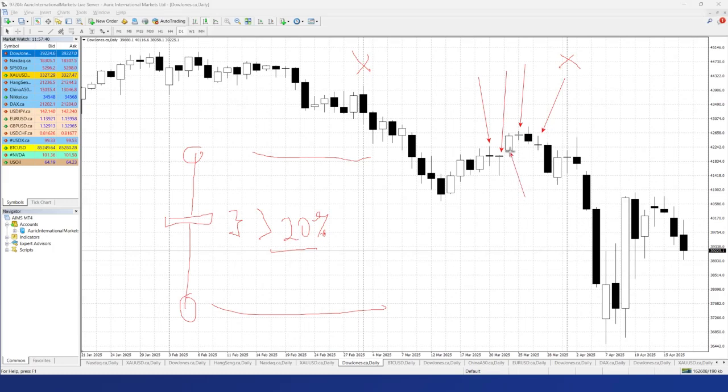Once the market stays above OP, it's a very strong buy. If the market stays below OP, it's a strong sell. Can you see that? And if it's a strong sell, you hold all the way to the closing. If it's a strong buy, you hold all the way to the closing.